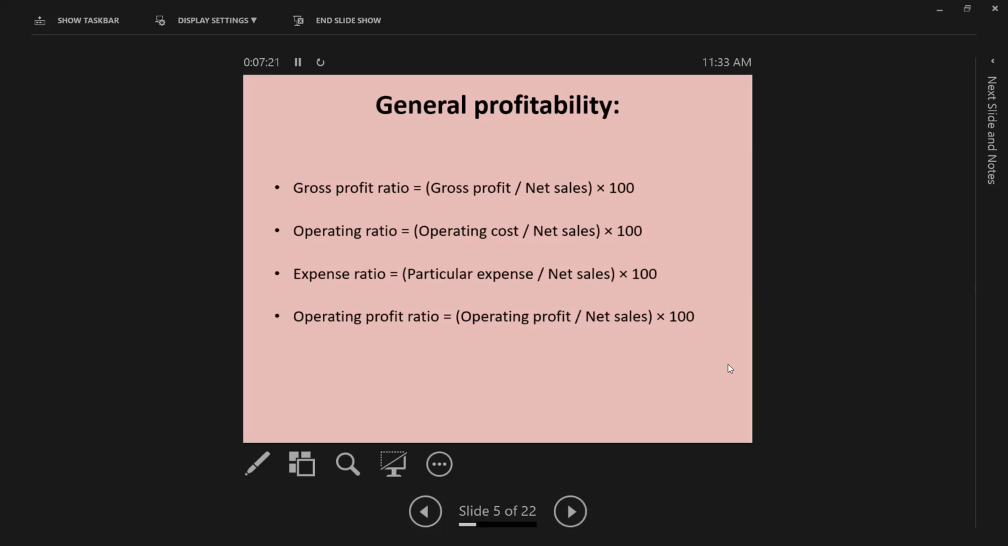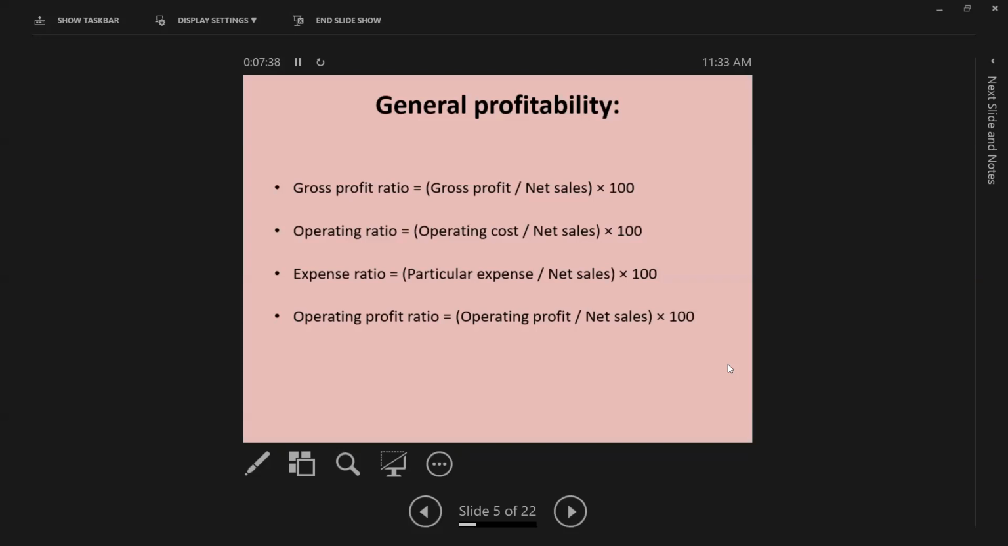And the operating profit ratio, by taking the operating revenue and deducting the operating cost, we can identify the operating profit, and then we can divide it by the net sales and identify the operating profit ratio.